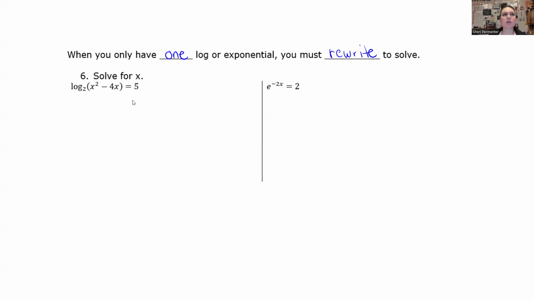Okay, so on this problem, I don't have the property of equality. I don't have base equals base. I don't have log base equals log base. I cannot just mark things off. So I have to rewrite this logarithm. And so we're going to use that backwards E thing to rewrite it as an exponential. That's why we had to learn how to do that. So I'm going to rewrite it as 2 to the 5th power equals that stuff.